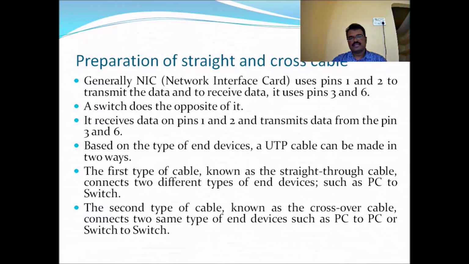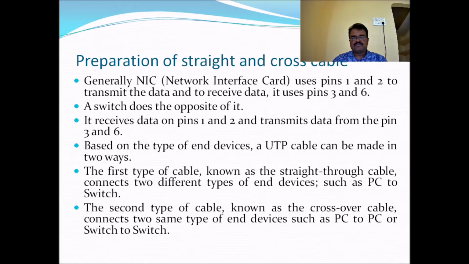As we have said, any network interface card uses pin 1 and 2 to transmit the data over the network, and it receives the data through pins 3 and 6. Whereas in the case of a switch, it does the opposite of the NIC. It means the switch receives the data from pin 1 and 2 and transmits the data from pin 3 and 6. So the NIC and switch are 2 dissimilar devices.